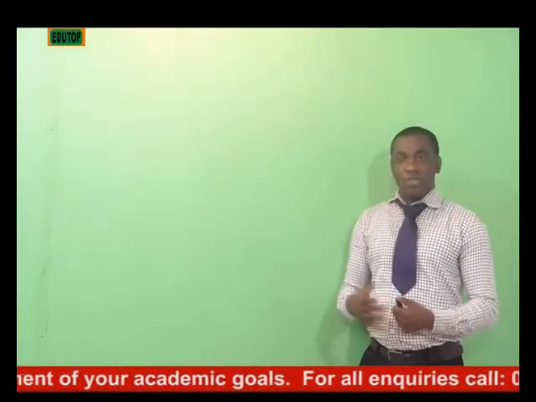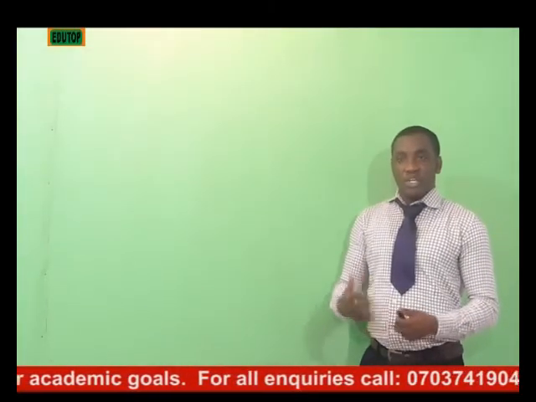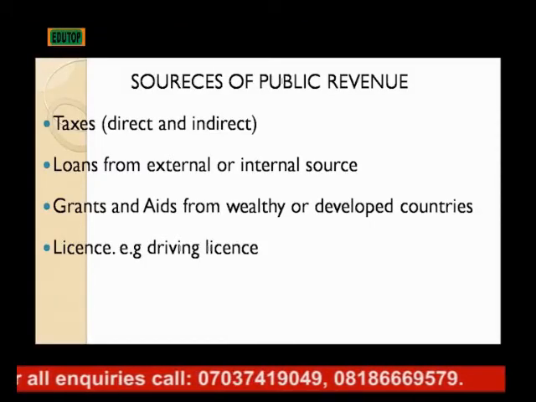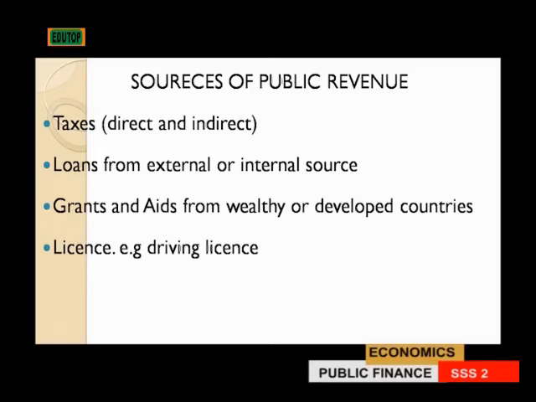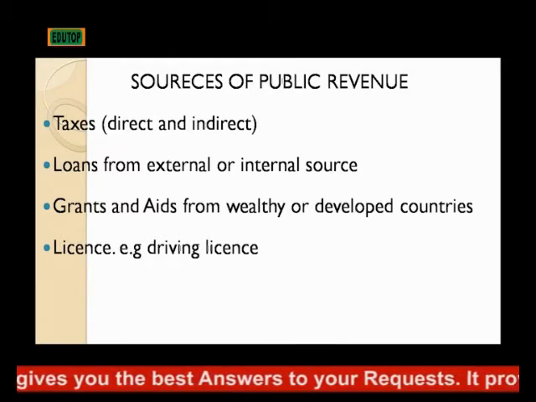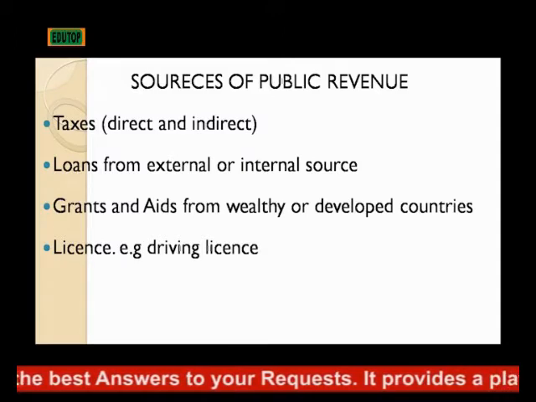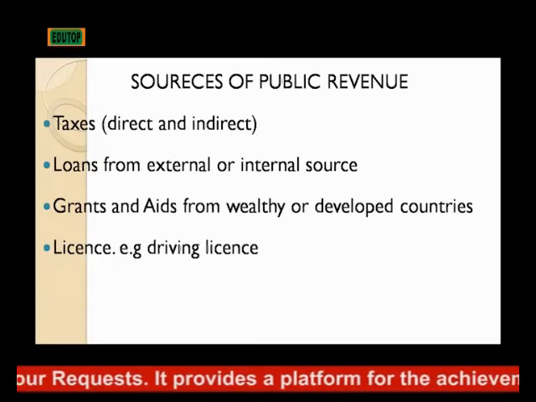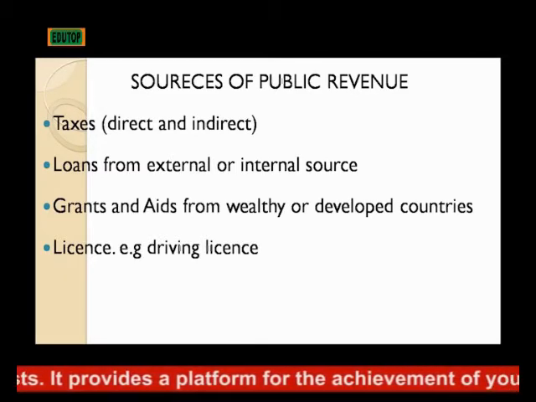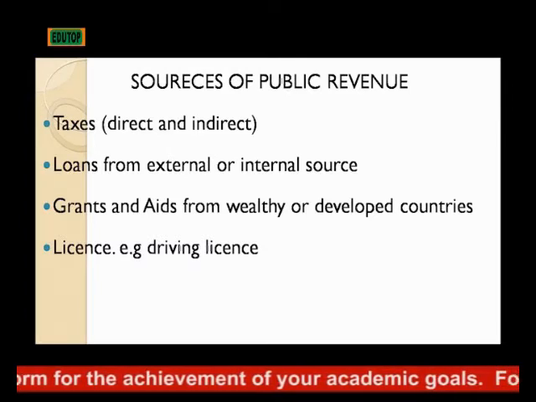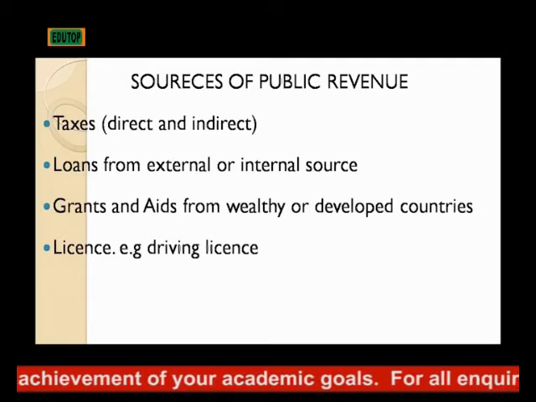Then, what are the sources of public revenue? How does the government generate revenue? 1. We have taxes. The taxes can be direct tax or indirect tax. We also have loans from both external and internal sources. Loans can be from external sources such as international bodies like the International Monetary Fund or the World Bank, and so on, or from internal sources such as internal corporations or private individuals. Also, we have grants and aid from wealthy or developed countries.